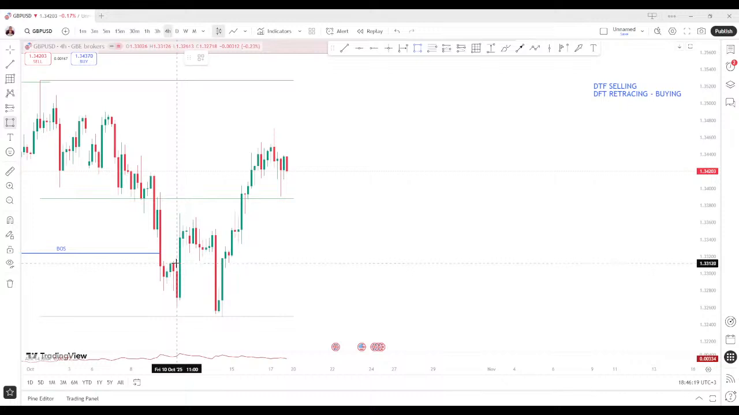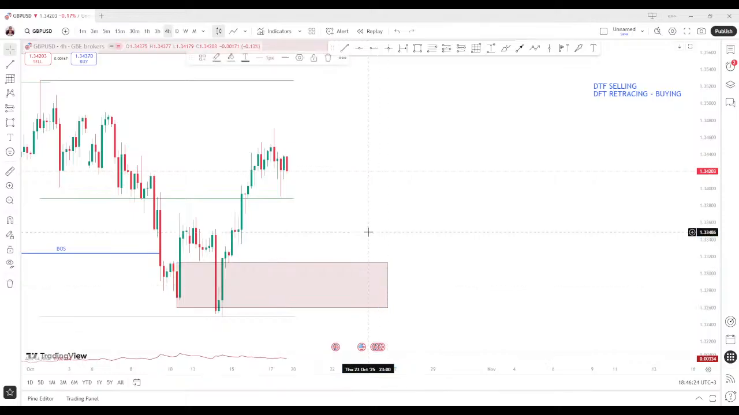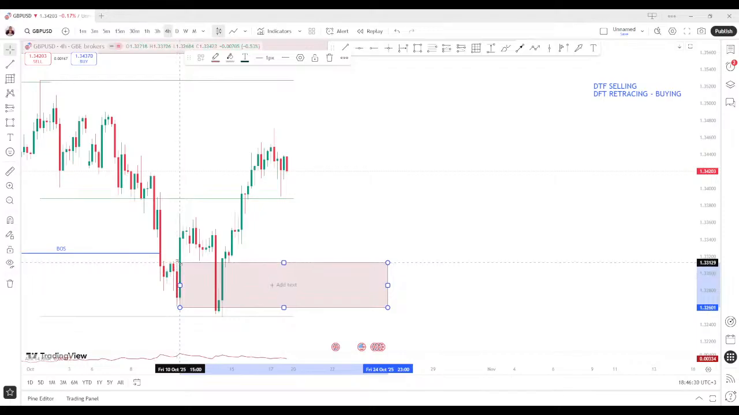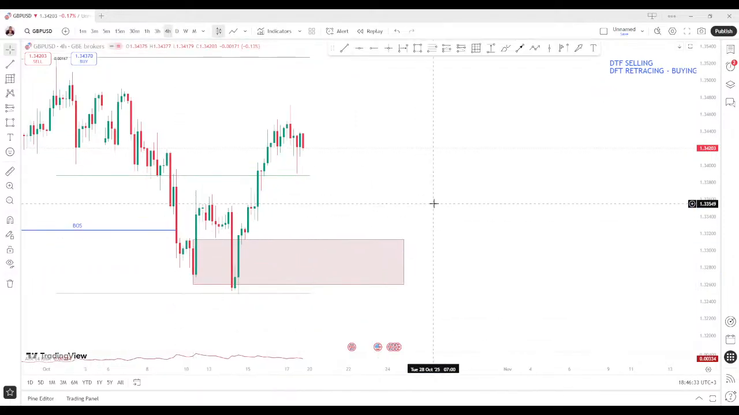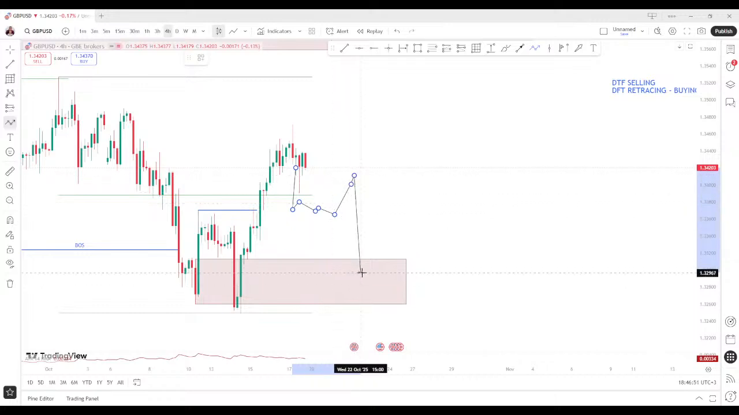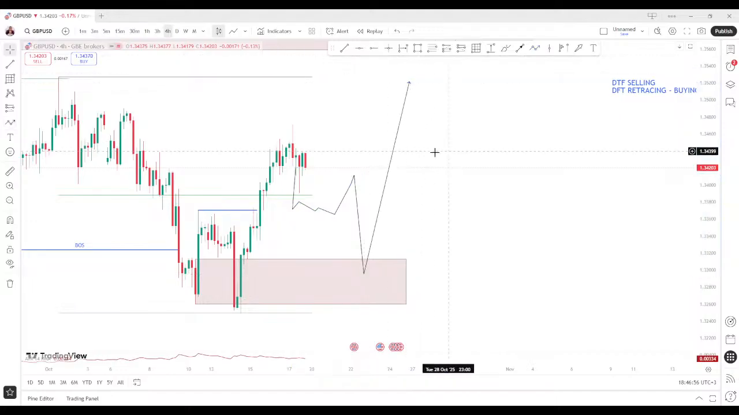So we have this breaker block here. Can you see this one here? We have that breaker block. And now the market, once it gets to this area, will have a small retracement. So the market comes and gets to this area, it will do something like this. Then it has to buy from this area, and then we move up.